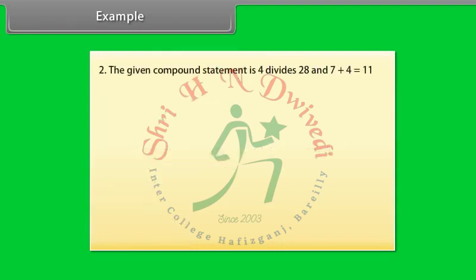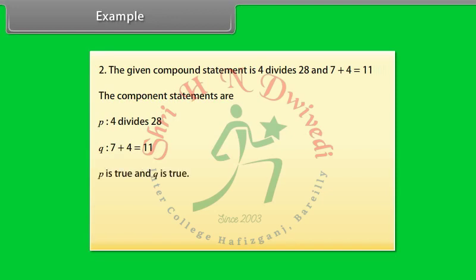2. The given compound statement is 4 divides 28 and 7 plus 4 is equal to 11. The component statements are: P: 4 divides 28. Q: 7 plus 4 is equal to 11. P is true and Q is true. Hence, P and Q is true.